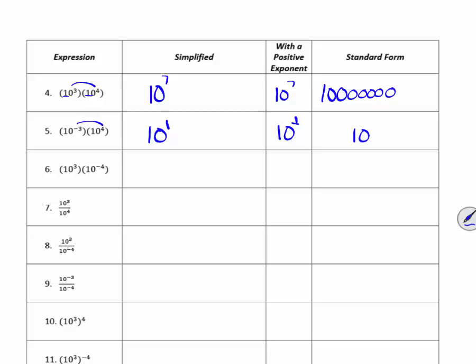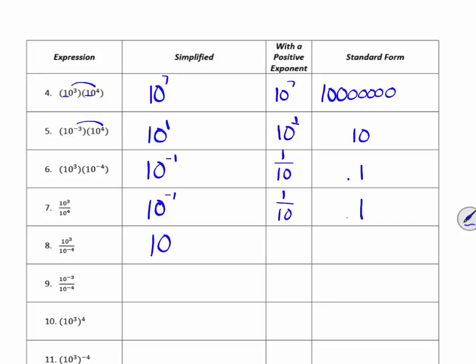10 to the third times 10 to the negative fourth is 10 to the negative 1. Write it with a positive exponent, that's 1 over 10, which is 0.1. 10 to the third divided by 10 to the fourth, so here's a subtraction problem. When you're dividing, you subtract your exponents, so this is also going to be to the negative 1, or 0.1.